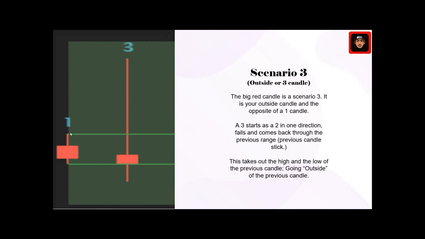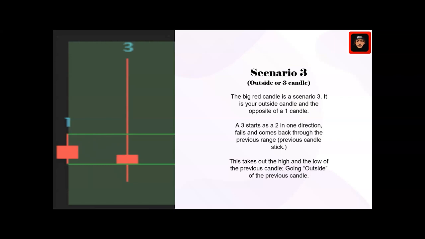So what it does is it starts as a two in one direction, fails, and takes out the other side. All right. So that's why being in force and not being in force matters, because if it breaks and goes two up first and then it starts failing, it comes back below that price, it's not in force anymore. And then if it retraces like 50% of the previous candle, that's a good way of it going outside. All right. Basically going three.